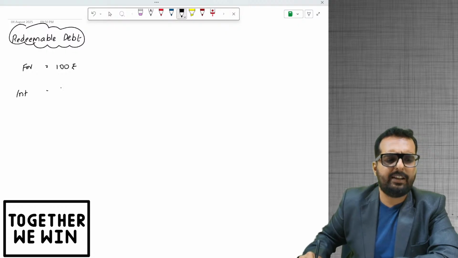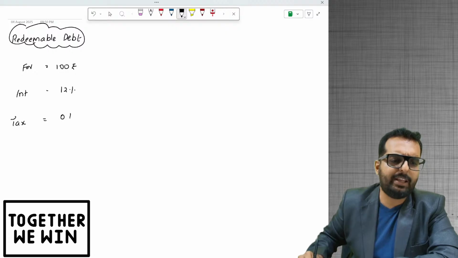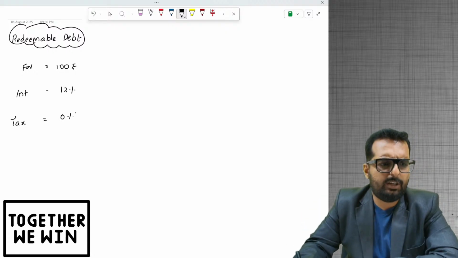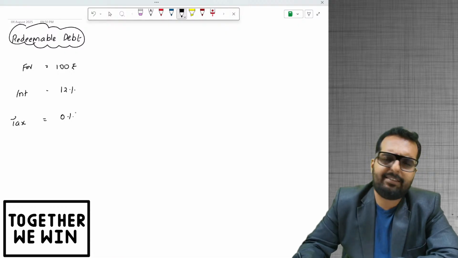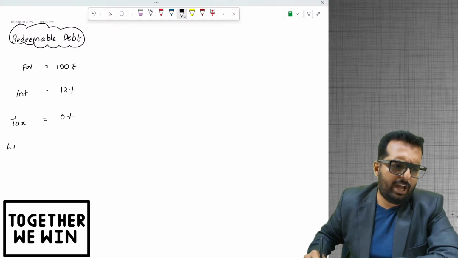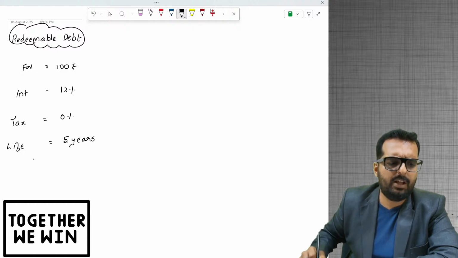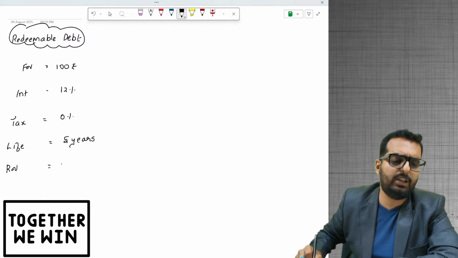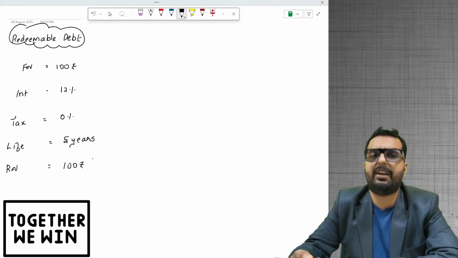You are paying an interest of 12% on this. Example number 1, I'll keep the tax at 0%, so then we don't get confused with what we are doing over here. Everybody clear? All right. Tax is 0%. Now your life is what I will treat it as 5 years. Let us say your redemption value at the end of the 5 years is also going to be 100 rupees. So I am keeping my numbers very clean in the first example, so then slowly we'll take it forward.